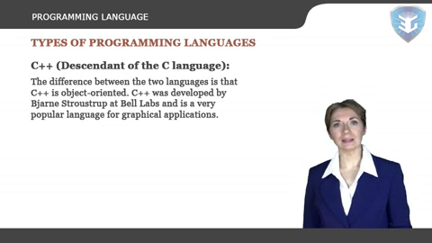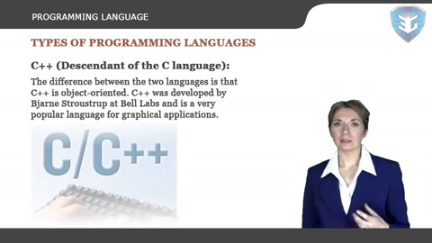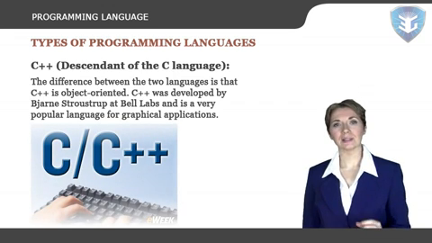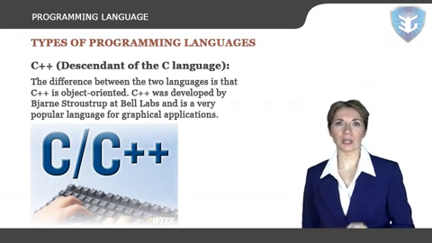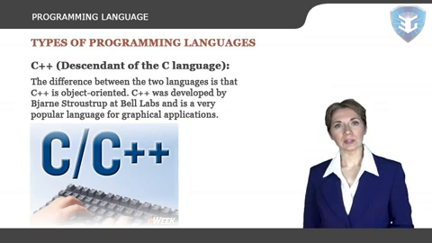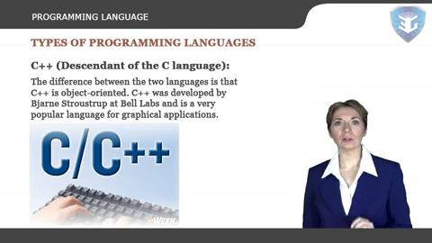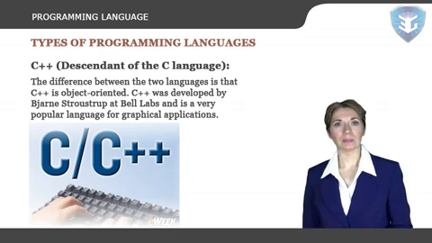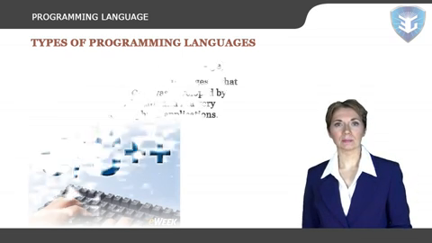C++ is a descendant of the C language. The difference between the two languages is that C++ is object-oriented. C++ was developed by Bjorn Stroustrup at Bell Labs and is a very popular language for graphical applications.